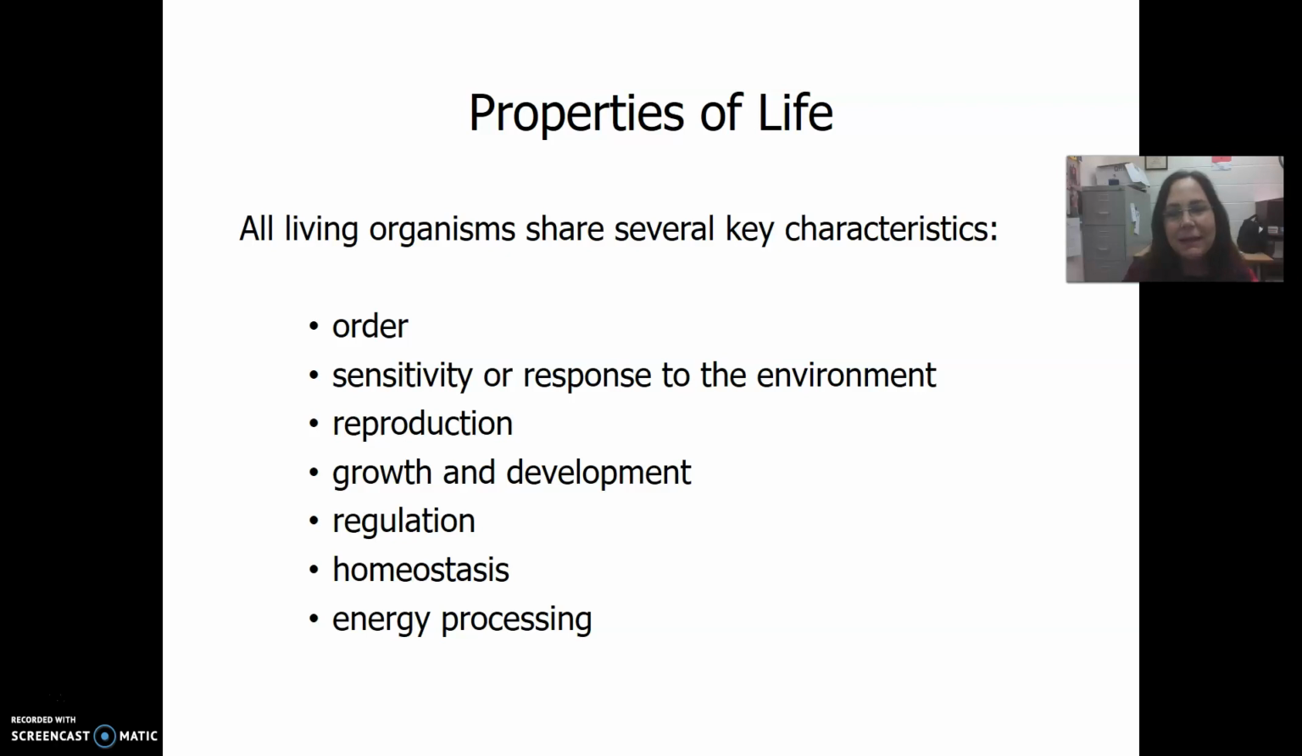Multicellular organisms like animals and plants can have billions or even trillions of individual cells. So they're organized into tissues, and tissues are organized into organs, and so on.